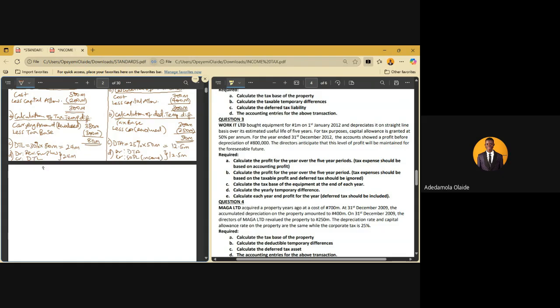Workit Limited. Calculation of profit for the year based on, or let me say, calculating tax expense on accounting profit.